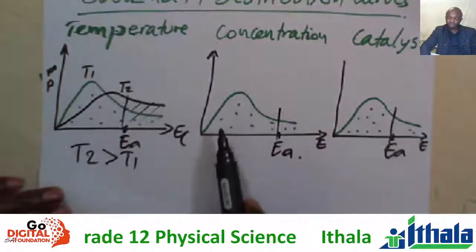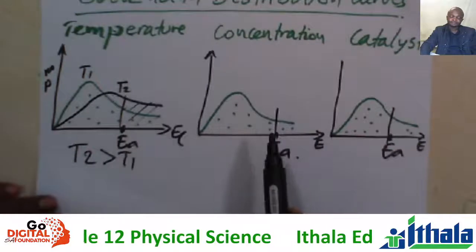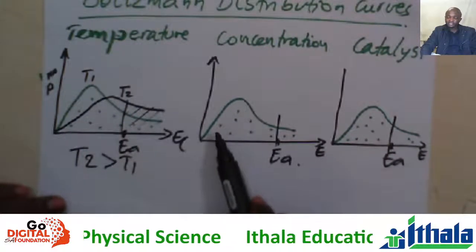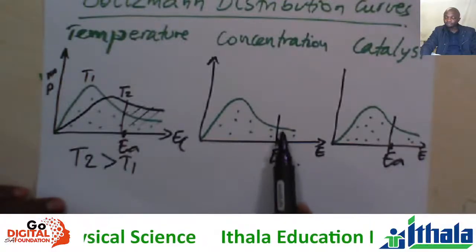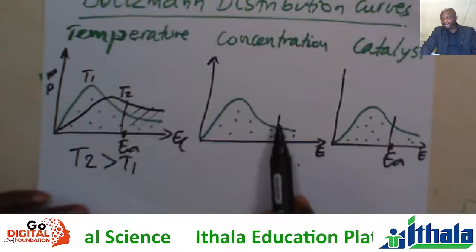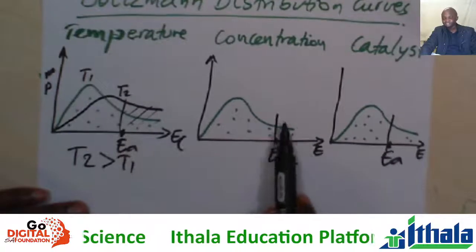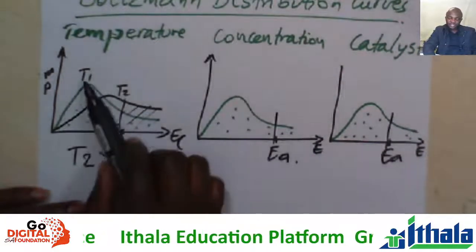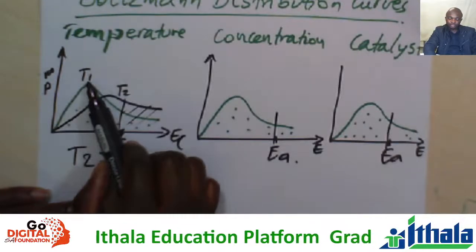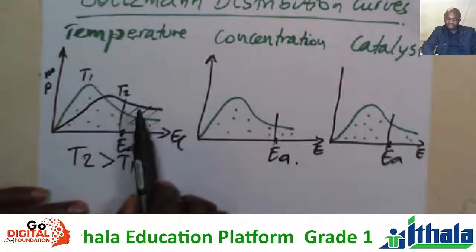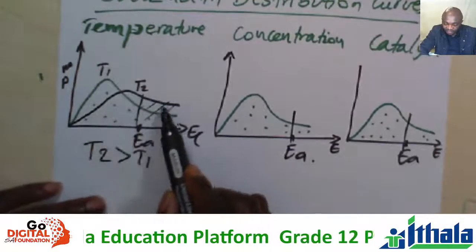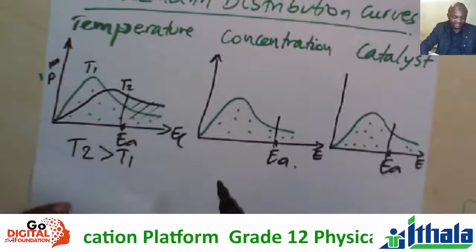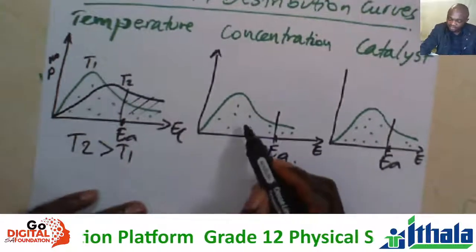What you look at when interpreting the Maxwell distribution curves is which one gives you a bigger area after the activation energy. It is all about what happens here, not what happens there. Do not pay attention to the shape, such as this one having a higher peak than that one. You pay attention to which graph gives you a bigger area on the right side, right? So here it will be the same thing.